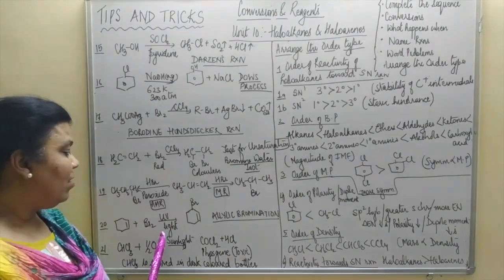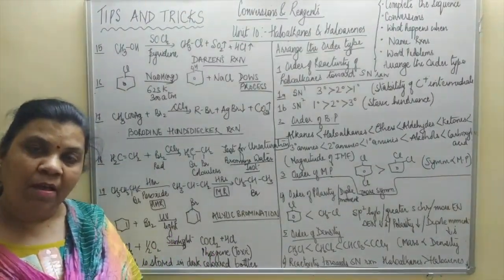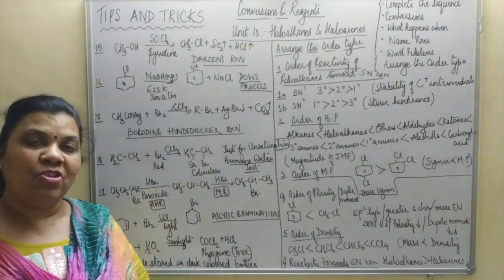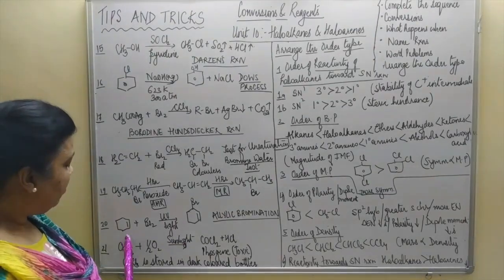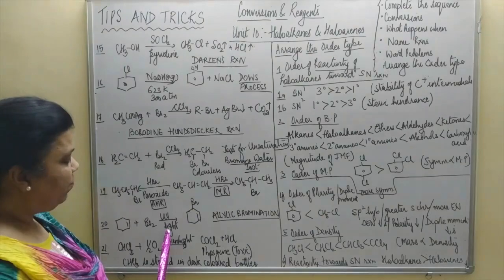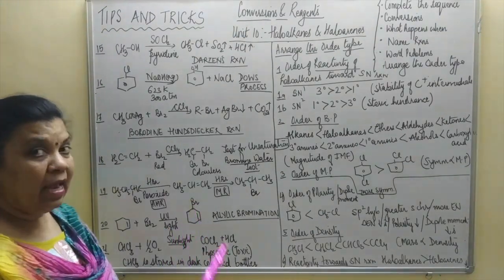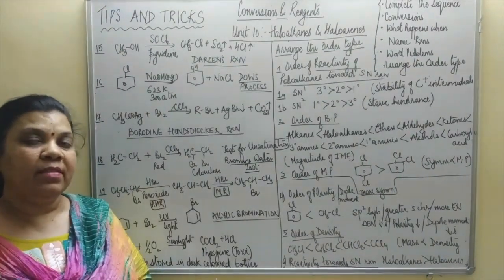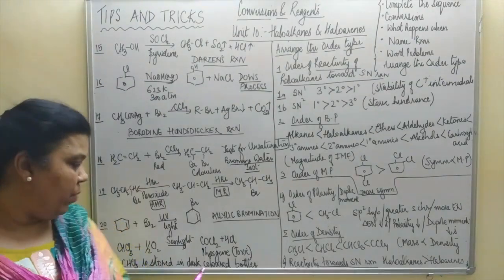Do you remember another reagent in addition to UV light? What can be used over here? Please write in the comment section and let me know, then I will discuss with you. So this is the alkene, and when bromination is done in the presence of UV light, then it is called allylic bromination, where the allylic hydrogen is being substituted by bromine.